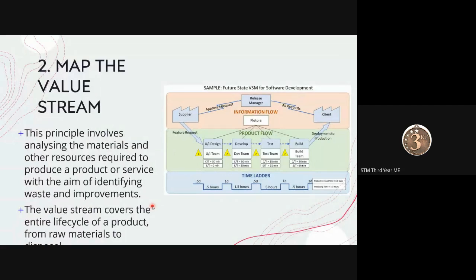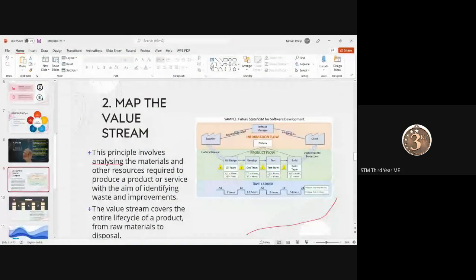That is what is meant by mapping the value stream. Next, the value stream covers the entire life cycle of a product from raw materials to, sorry, it is not visible. Okay, raw materials to disposal. That is what is covered under value stream. So it covers the entire life cycle of a product from raw materials to disposal.